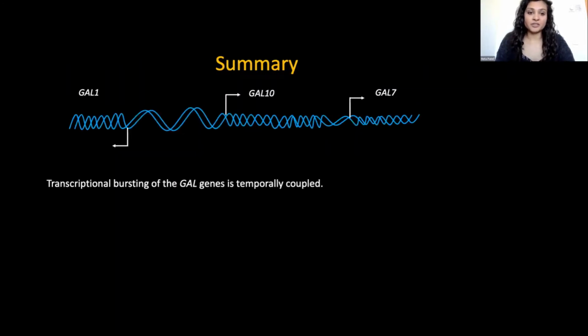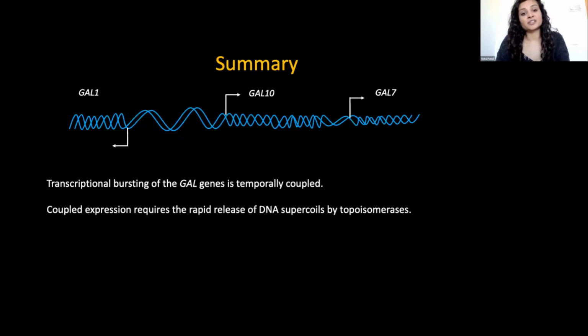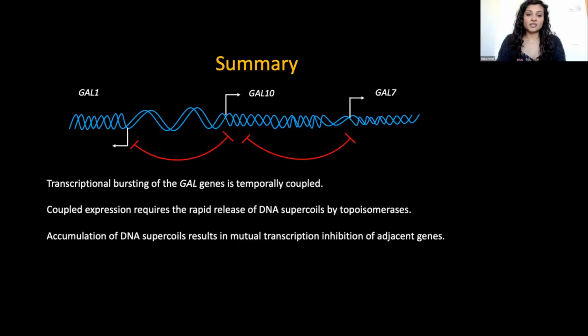So in summary, what I've shown you is that the transcriptional bursting of the GAL genes is temporally coupled, and that this coupling actually requires a rapid release of DNA supercoils by topoisomerases. Additionally, the accumulation of DNA supercoils results in the mutual inhibition of adjacent genes, and I can hypothesize that it's not only transcription that results in this inhibition, but also maybe other nuclear processes such as replication or recombination or DNA repair, which also produce DNA supercoils and can therefore possibly inhibit nearby genes.